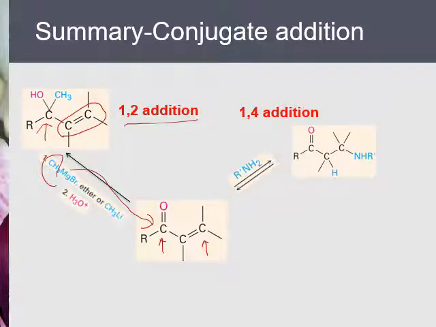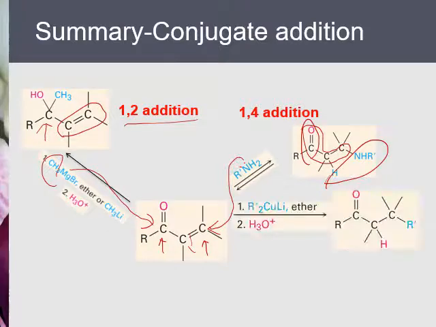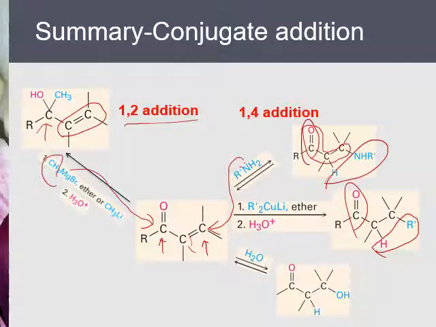Amines, however, undergo 1,4 addition. Nitrogen attacks the beta carbon. The alpha carbon adds a hydrogen. The CO double bond does not change. Remember, the mechanism involves all these 4 atoms, and that's why it's called 1,4 addition. Gilman reagent also undergoes 1,4 addition. Hydrogen and carbanion add to the double bond. The CO double bond doesn't change. Water hydration also undergoes 1,4 addition.